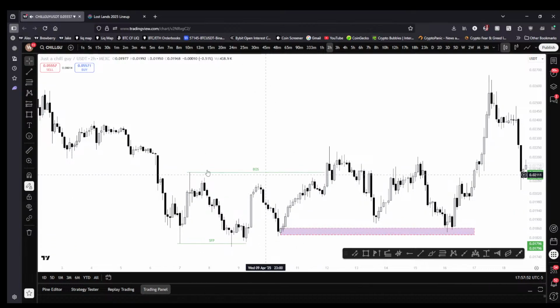So we wouldn't look at this. After the break, this had already been tested. This is too high up in the range, right? This didn't break anything, right? Structure didn't get broken, right? Because this SFP'd. What about the 1 hour?